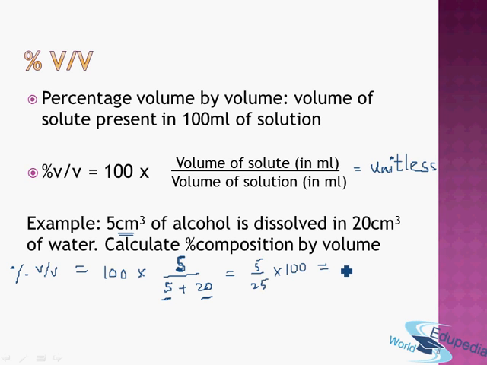Okay, it should come out to be 20%. So 20% volume alcohol is present in every 100 ml of this solution. Alright, the answer comes out to be 20%, which means for every 100 ml of this solution I will find that 20 ml is alcohol.